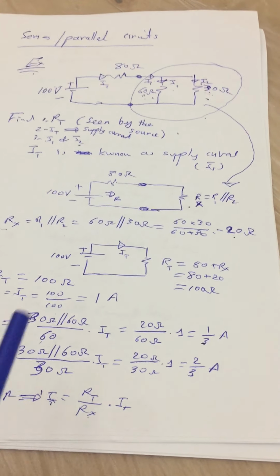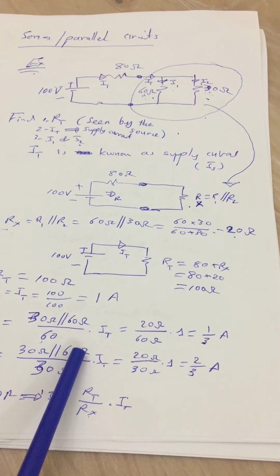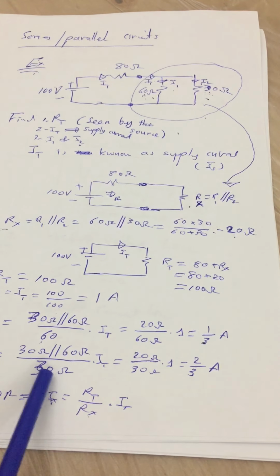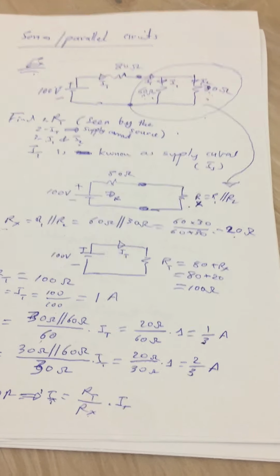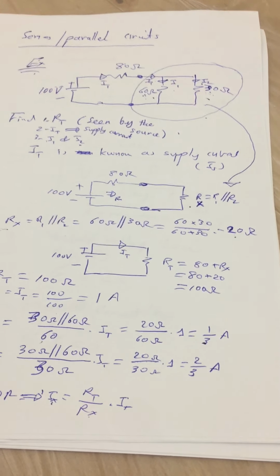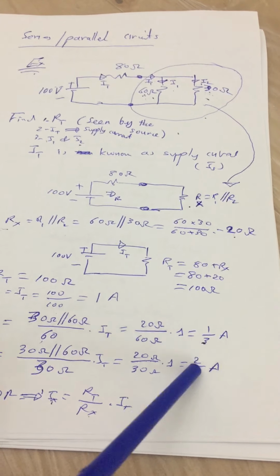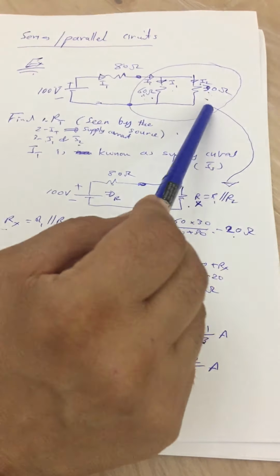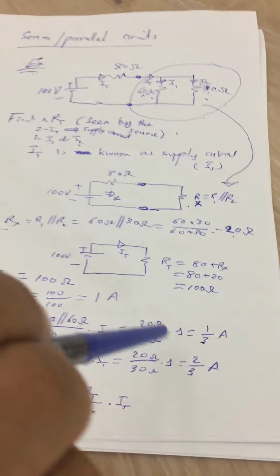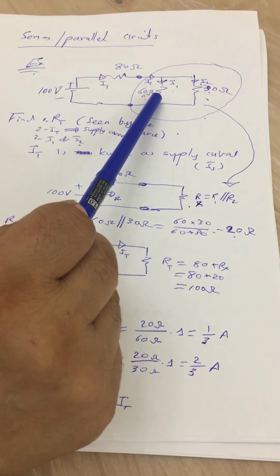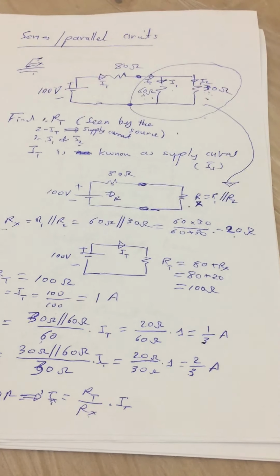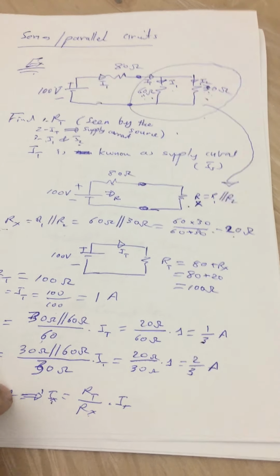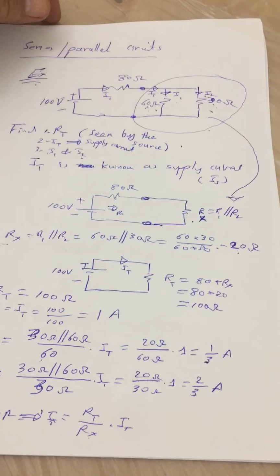Similarly, for I2, we take 30 ohms parallel with 60, which is 20, divided by R2, which is 30 ohms, so we get 2/3. So you see that the 2/3 passes through the 30 ohms, while the 1/3 passes through the 60 ohms. So the lower resistance will cause a higher current through it. Okay? So this is basically the basics.